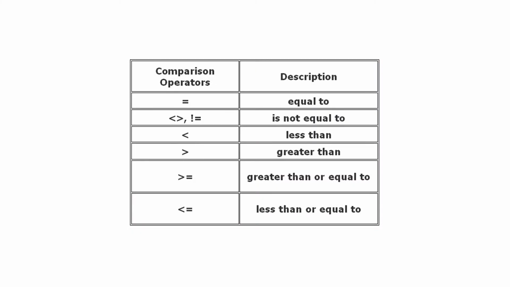The table given here describes each comparison operator. Equal to is for equal to, less than, greater than symbol, or exclamation equal to for not equal to, less than for less than, greater than or equal to, less than or equal to, etc.